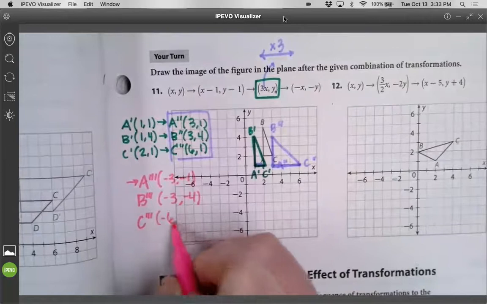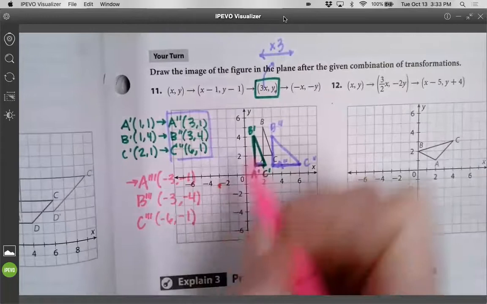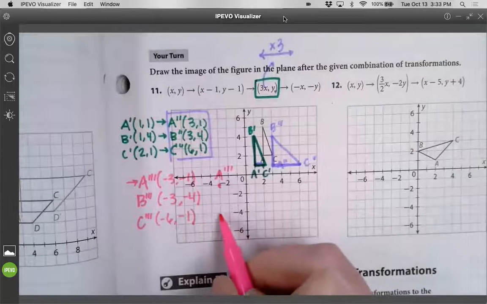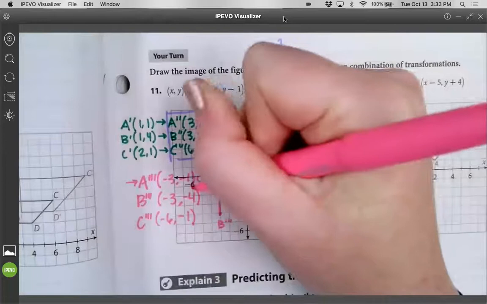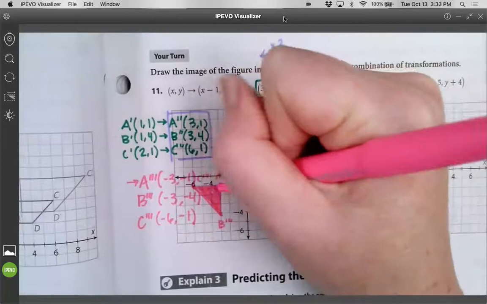So negative 3, negative 1 for A triple prime. Negative 3, negative 4 for B triple prime. C is at negative 6, negative 1 for C triple prime. This is our final destination right here. We have done all three. There's our original 1, 2, 3 transformations.